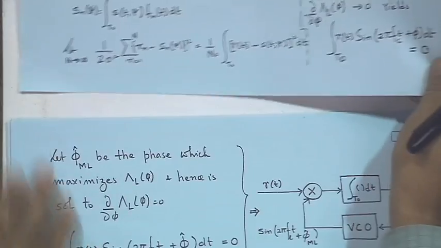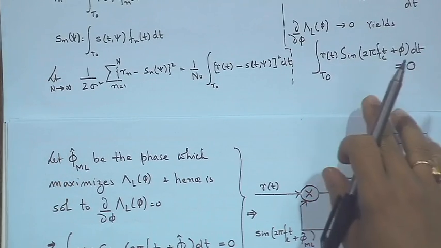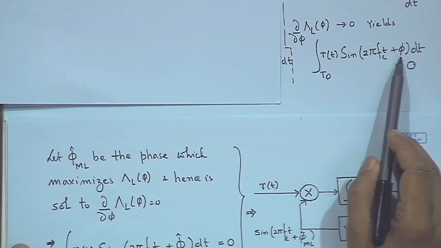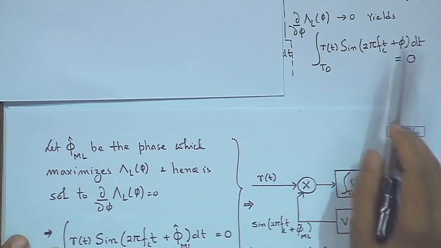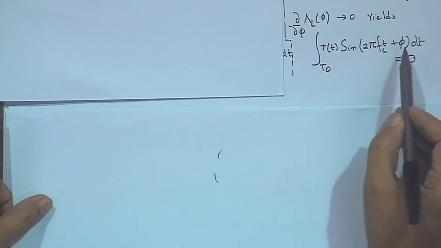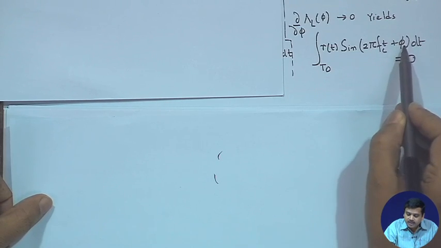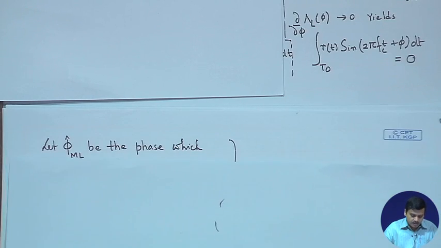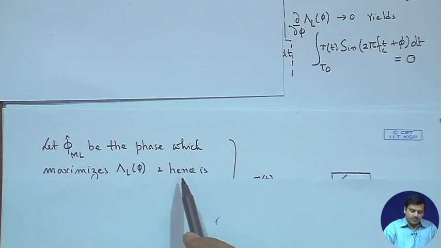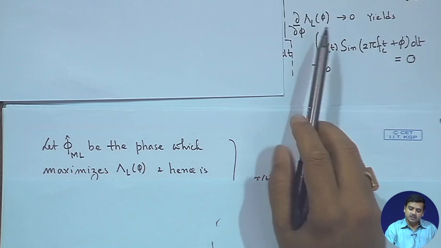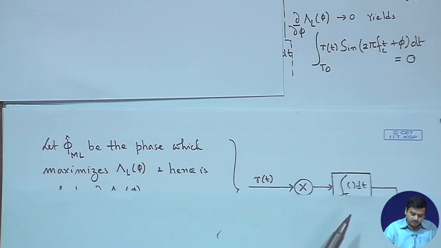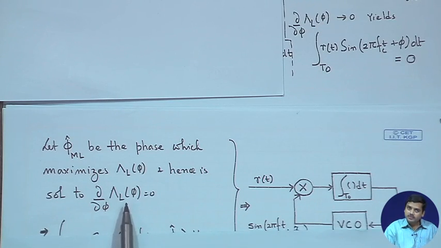Now, there is a very interesting turn of things in how we look at this expression. What we say is, suppose phi is the ML solution, the maximum likelihood solution. If phi is the maximum likelihood solution, then what would happen? Put into this expression the maximum likelihood solution, and this integrator should turn out to give a value of 0. This is a bit subtle, but we use that. So, let phi ML be the phase which maximizes the log likelihood function. That means the first derivative of the log likelihood function at phi ML should be equal to 0, and hence it is a solution to this expression being equal to 0.